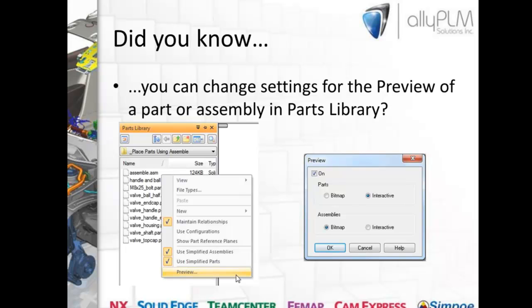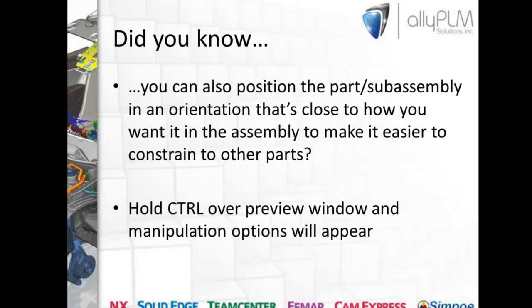You can change the settings for the preview of a part or assembly. So if you click in the Parts Library area and go to preview, it'll open up this options window, and you can either have the parts and assemblies preview as a bitmap or an interactive. And with the interactive, you can manipulate the view using some keyboard shortcuts I'll show you in a second. So with that preview, you can also position your part or subassembly in an orientation that's close to how you want to use it in the assembly. So this makes it easier to constrain parts when you already have them manipulated in the orientation that you want before you bring them in.